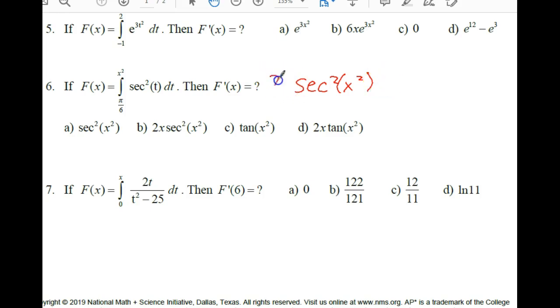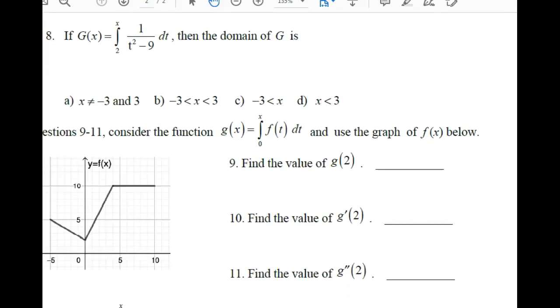Yep, that's correct. What'd you get? Yeah, they said 4 was D, so we have a typo. Alright, good. For 7, C is correct.